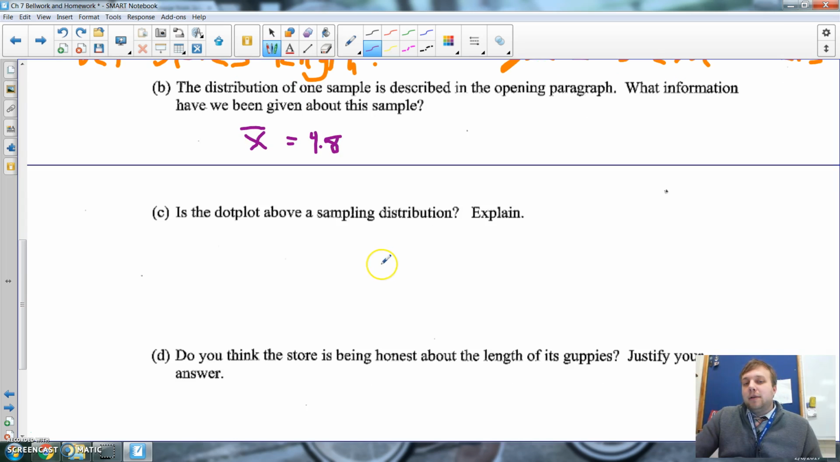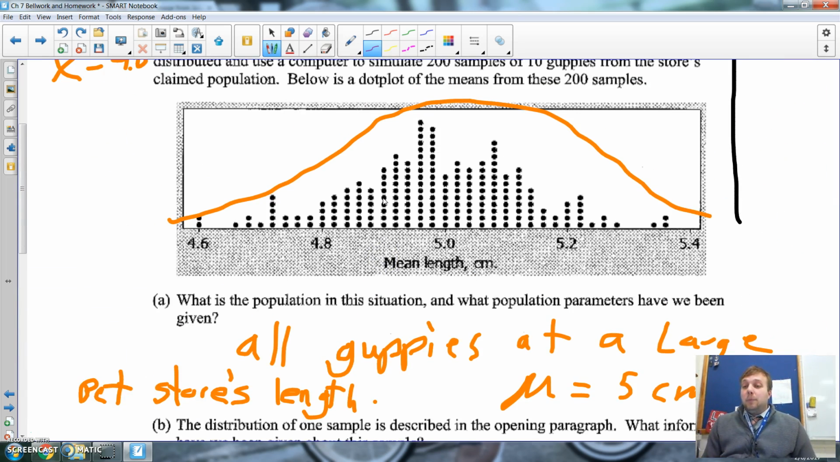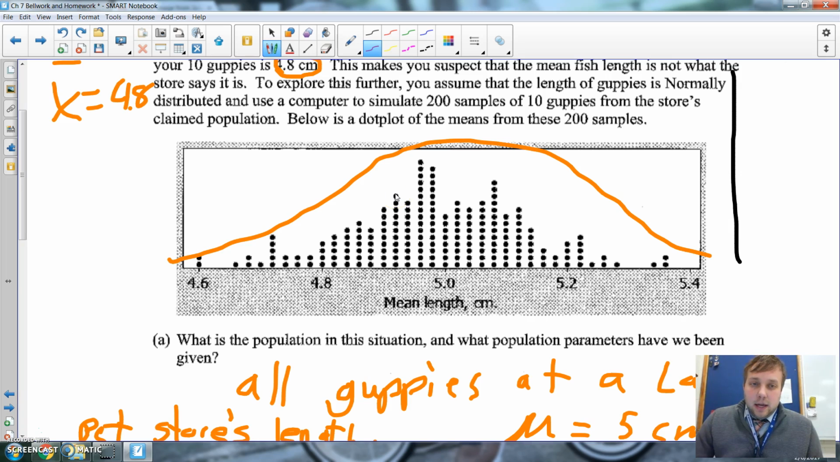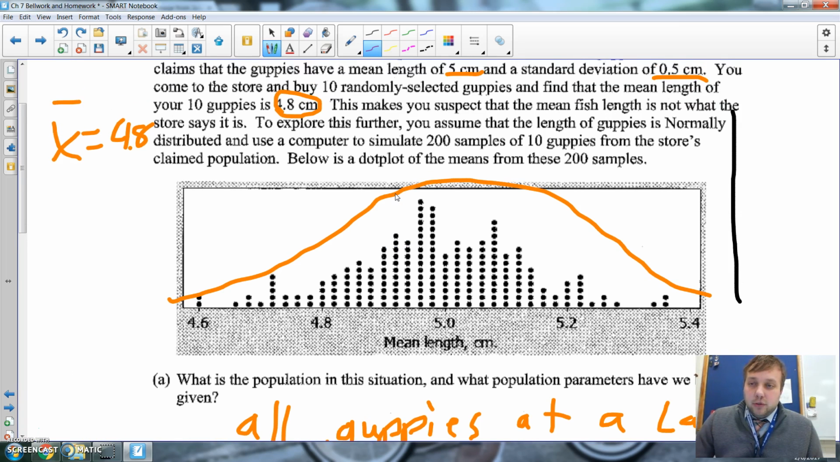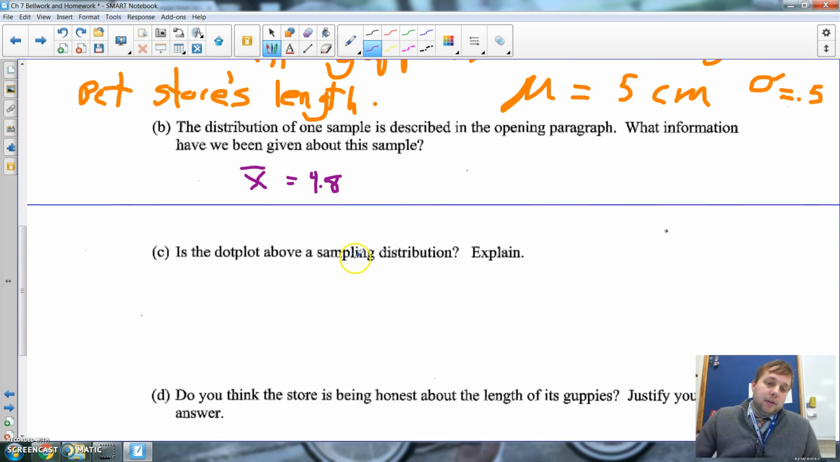Is the dot plot above a sampling distribution? So, is this a sampling distribution? Well, this represents 200 samples, or 200 simulations. But remember, the sampling distribution would be all of the ways possible. And this is only 200 different ways. Okay, it could happen. And I'm pretty sure there's more than 200. So, we're going to say, is this dot plot above a sampling distribution? We're going to say no.